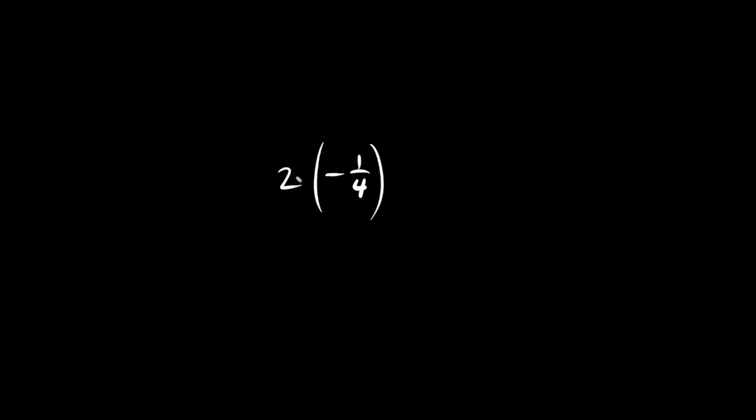Now be careful, this number is touching a bracket, so there's a hidden multiplication symbol here. What is 2 times negative 1/4? A positive number times a negative number is negative. So we have negative 2 over 4, which can be reduced to negative 1/2.